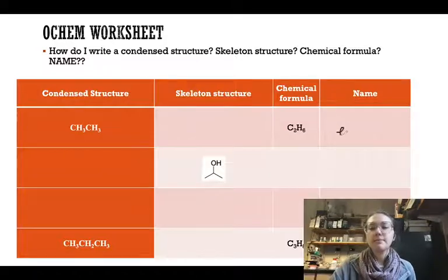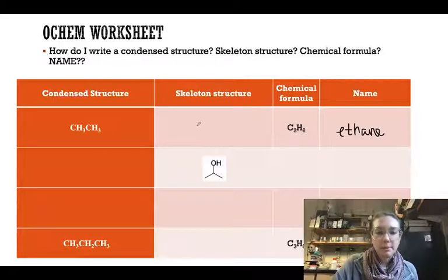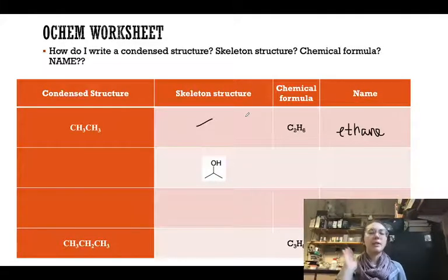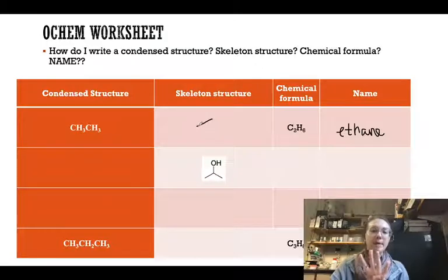So this one, I know because it has 2 carbons is going to be ethane. And so with that, I would say, okay, my skeletal structure is, I put my pen down for 1 carbon, and I put my pen up, and then that's the 2nd carbon, and we're done. That's how simple ethane is. It's only 2 carbons. I know that carbon is again bound to 4 things.